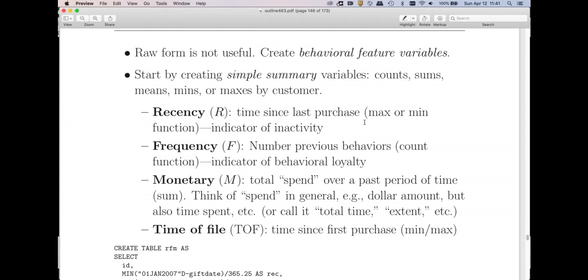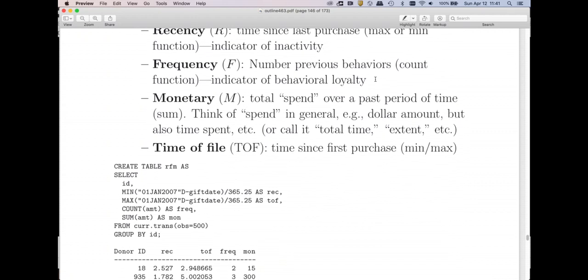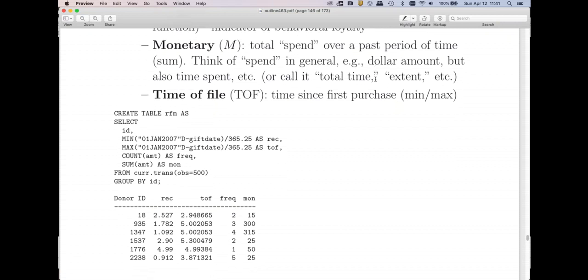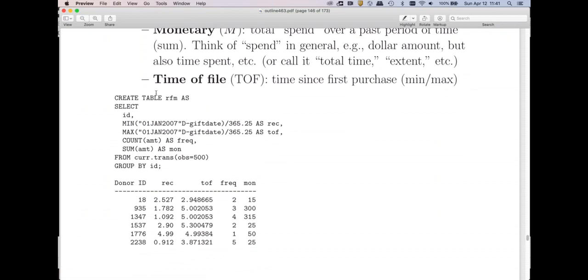So you'll notice that these simple summary variables are commonly available in aggregation software like SQL. So I could create these RFM plus time on file variables with a simple SQL query. So let's pull the ID. We're going to pull the minimum difference between, this is the date I'm studying. This slide's a little bit old, but that's okay. The principle is the same.